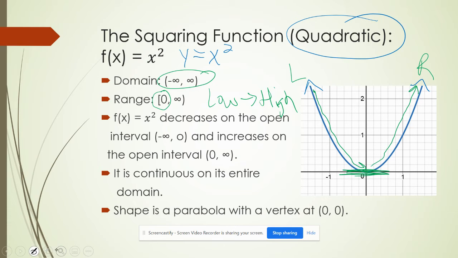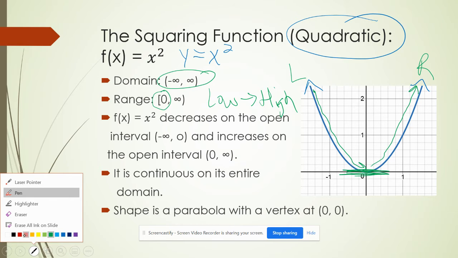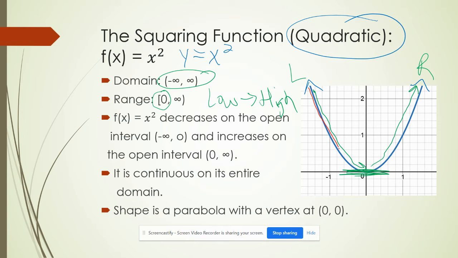This graph is continuous because when I trace it from left to right, I do not have to lift my pencil up to trace the graph. The shape of this is a parabola with the vertex at 0, 0.